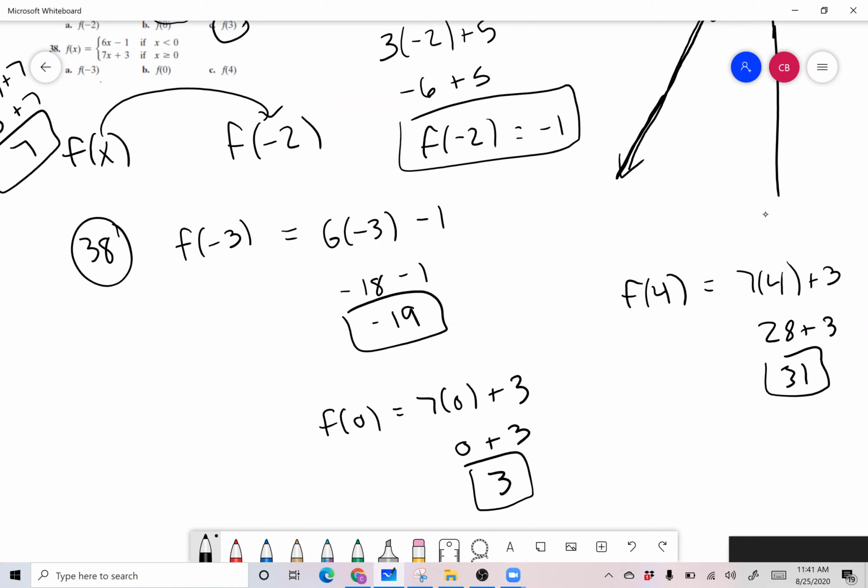You can see that you get your values by plugging it into the one where the interval actually works.